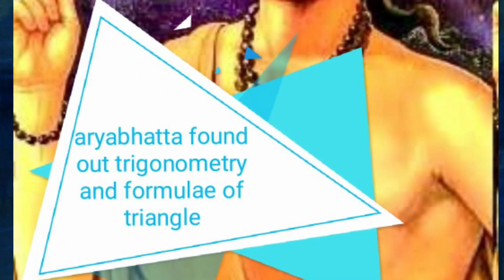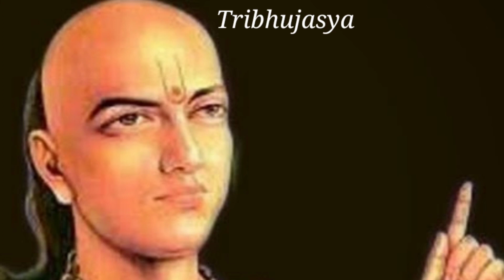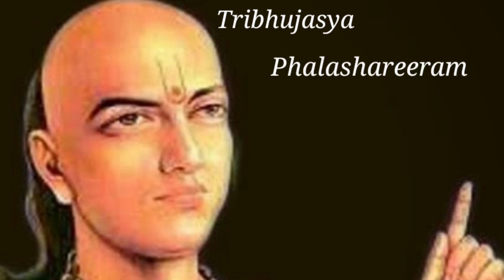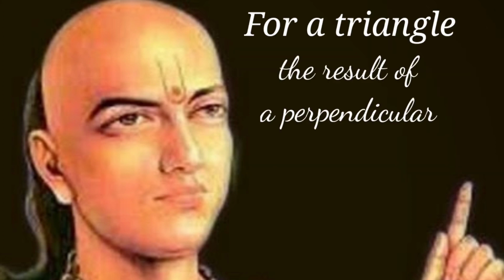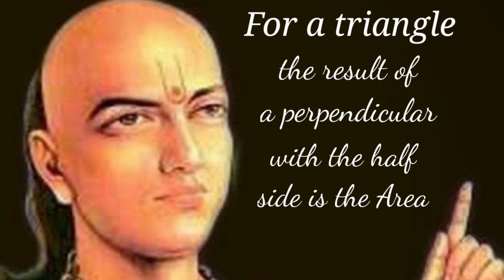Aryabhata gave the area of a triangle as Tribhujasya Phalashariram Samadalakoti Bhujardha Samvargaha. It means that for a triangle, the result of a perpendicular with the half side is the area.